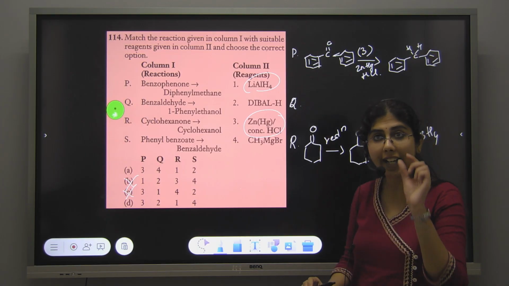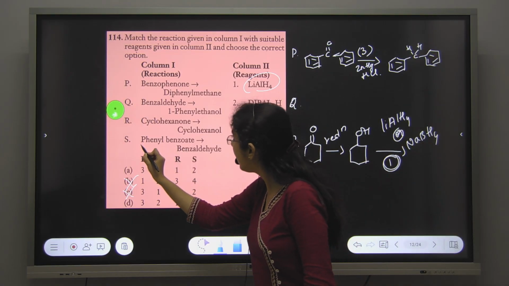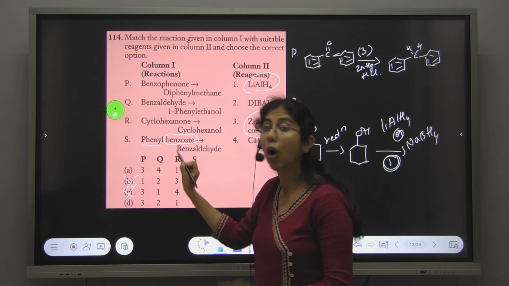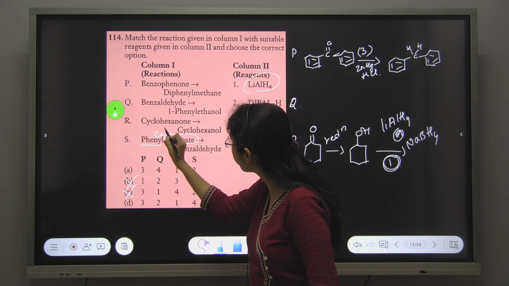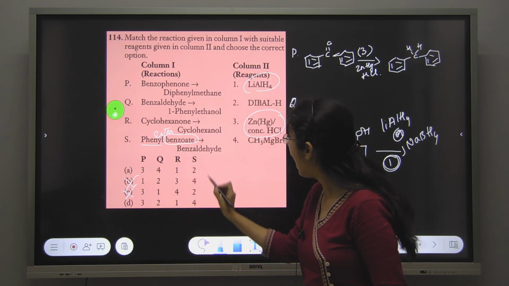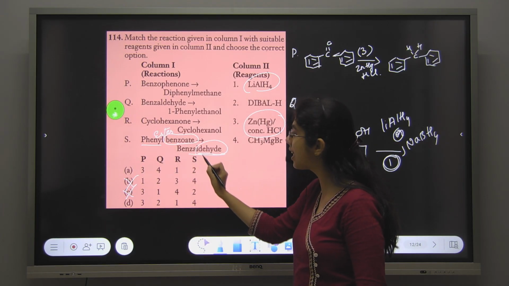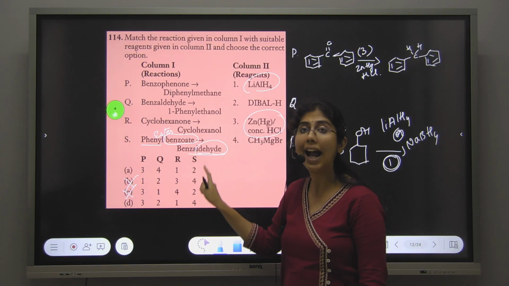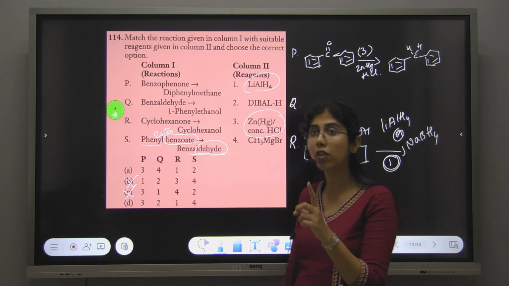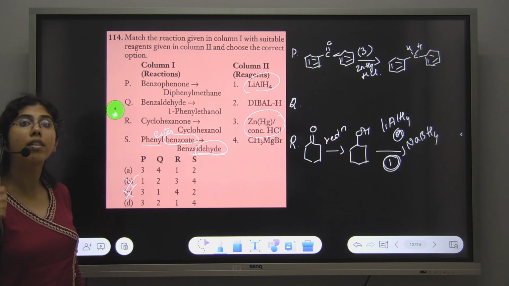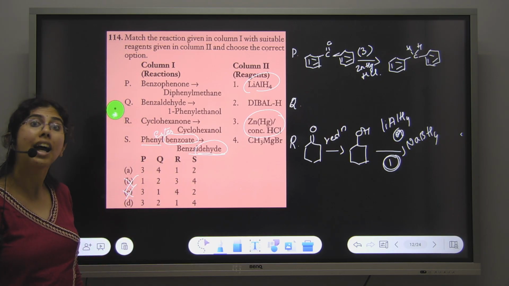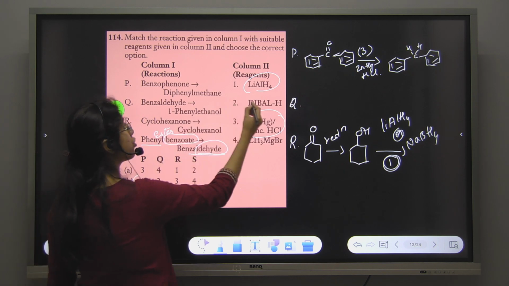One more, very simple. Phenyl benzoate. From the name itself we should know this is an ester. And this is benzaldehyde, which is an aldehyde. Ester to aldehyde. We have already seen the preparation of aldehyde and ketone. Ester to aldehyde, what reagent should we take? Ester, DIBAL. So S should be 2.